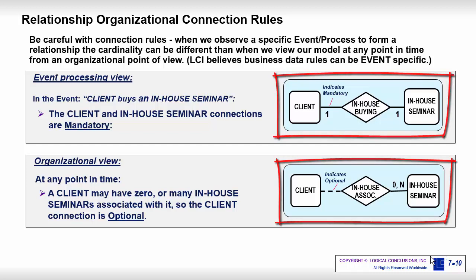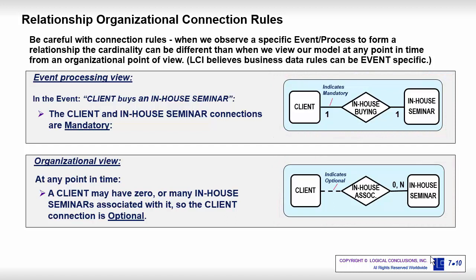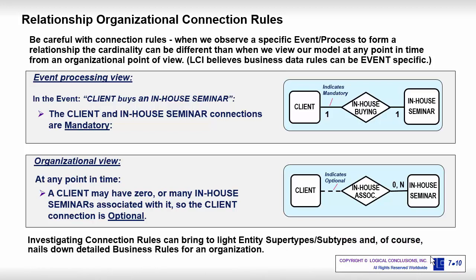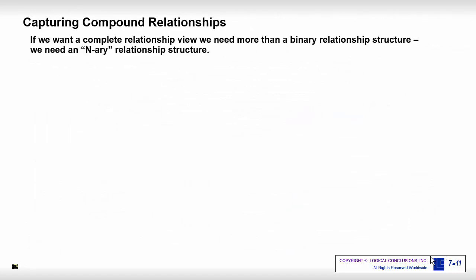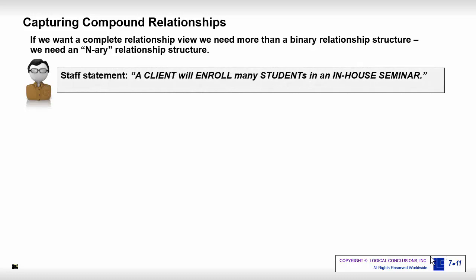Now we can put multiple connection relationships between the same two entities on our model as shown, or we can create one relationship specification stating these differing rules. Investigating connection rules can bring to light entities, supertypes, subtypes, and of course nails down detailed business rules for an organization. One thing I like about the entity relationship diagram is the ability to put compound relationships on the model. If we want a complete relationship view, we need more than a binary relationship structure. We need an n-ary relationship structure.